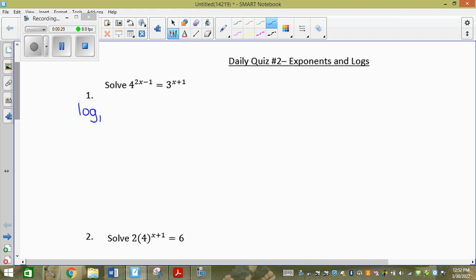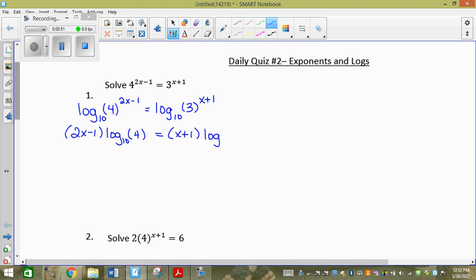So we're going to go log base 10 of 4 to the 2x minus 1 equals log base 10 of 3 to the x plus 1. Drop it in front, so we get 2x minus 1 log base 10 of 4 equals x plus 1 log base 10 of 3.